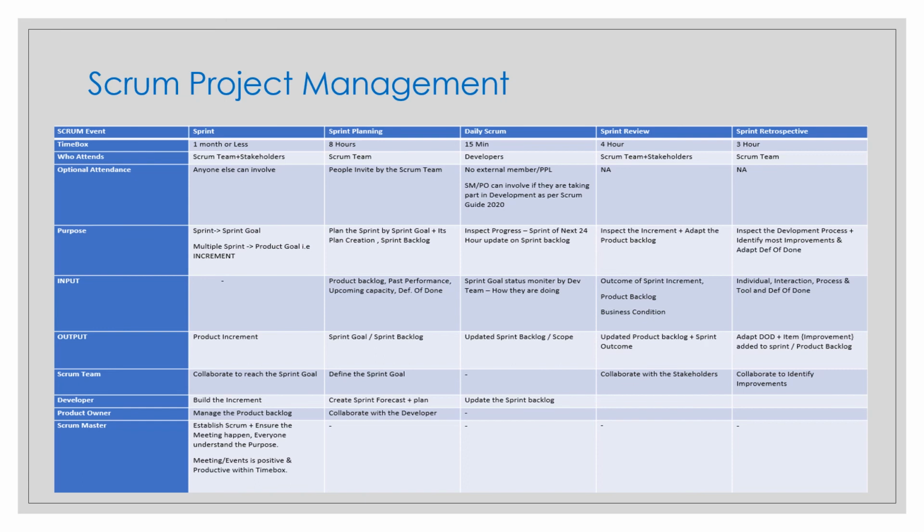Okay, daily scrum: updated sprint backlog and scope, if anything is added. Sprint review: updated product backlog and the sprint outcome. And sprint retrospective: the adapted definition of done, and any improvement that has been added to the particular sprint or product, right?